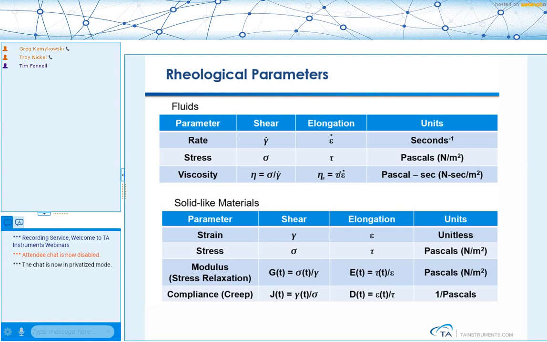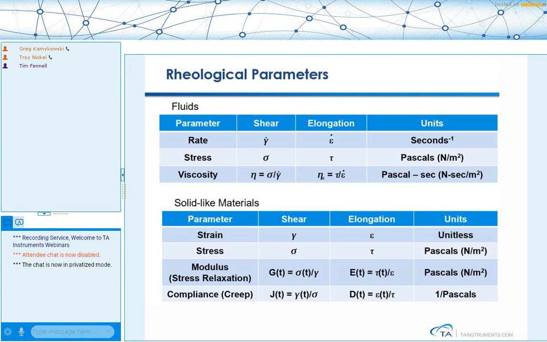Sometimes I've seen this just the opposite, where people have used tau for shear and sigma for elongation, but most of the time sigma is used for shear and tau for elongation, and generally it'll be obvious from the article that you're reading what they are referring to. And then viscosity is the stress divided by the shear rate, and we have this in both shear and in elongational forms.